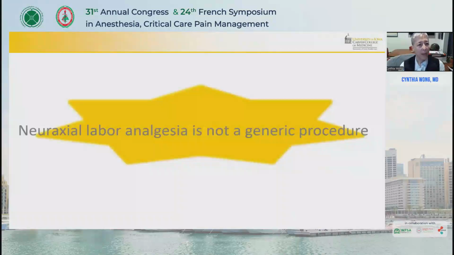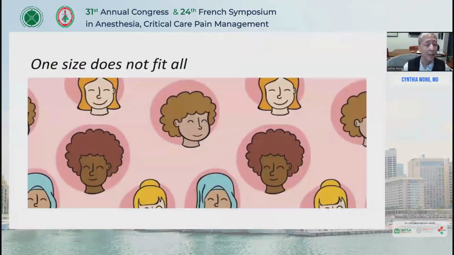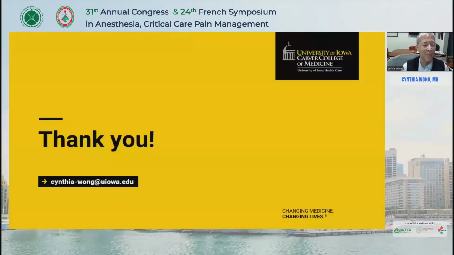I just want to emphasize as we conclude this talk that neuraxial labor analgesia is not a generic procedure. We can do different things for different patients depending upon their needs. One size does not fit all, and I think you should have all of these techniques, the traditional epidural technique, the DPE technique, and the CSE technique, in your armamentarium and use them appropriately for different patients to address their different needs. Thanks very much for listening, and I'm happy to answer questions later.